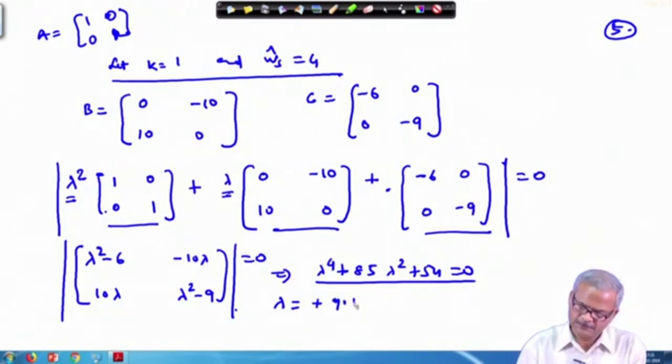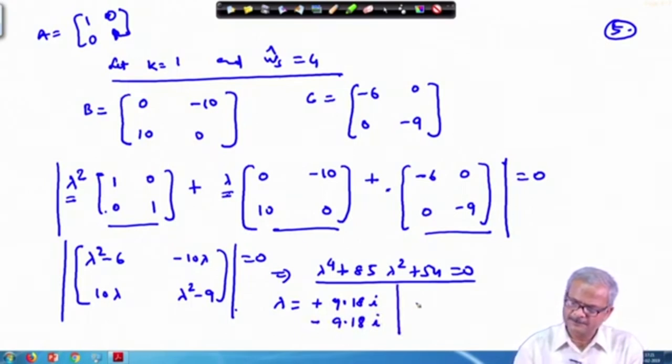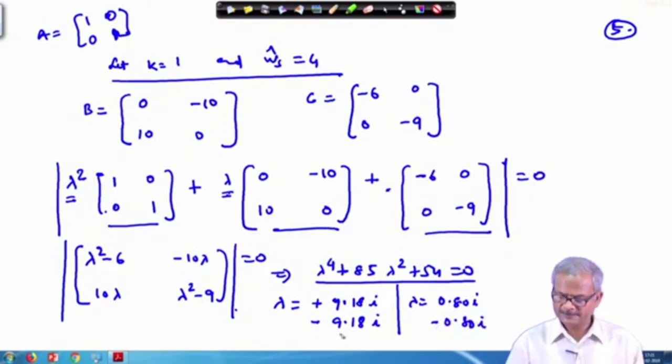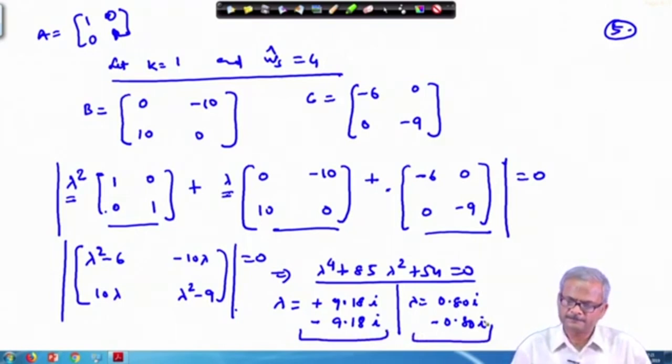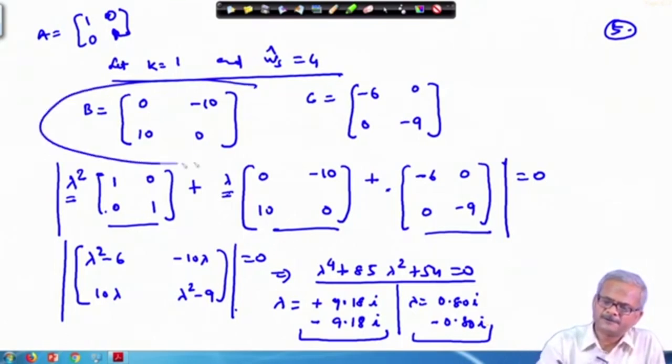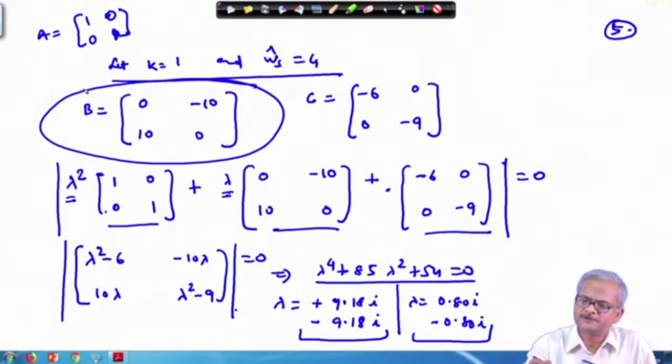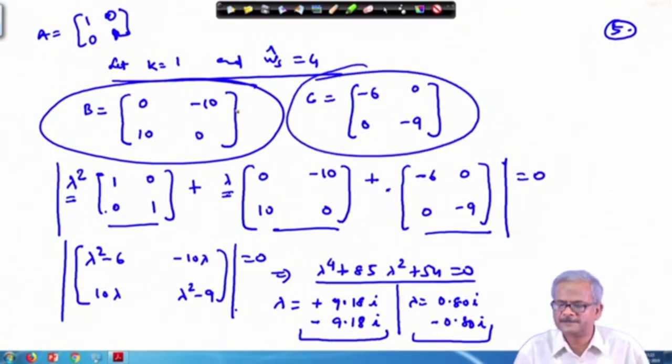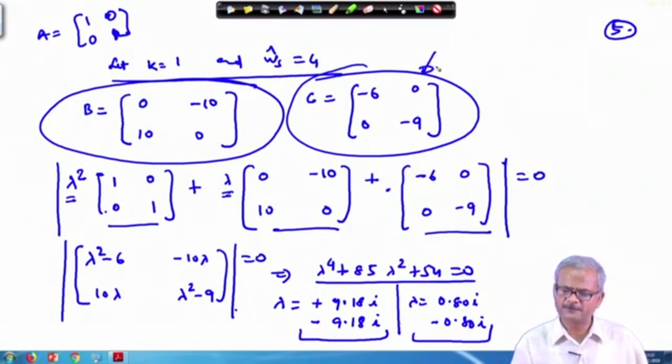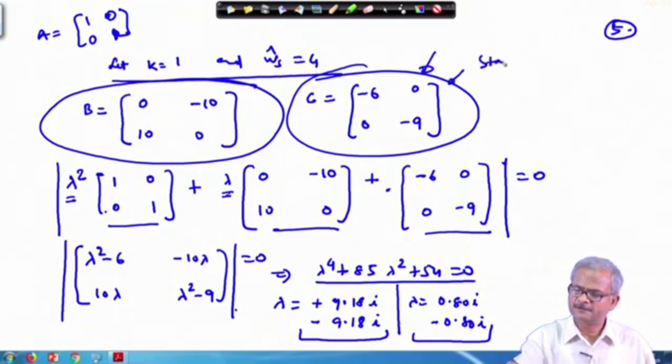plus 9.18 i and minus 9.18 i. The other set will be 0.80 i and minus 0.80 i. So, what we see is that all these four eigenvalues are lying on the imaginary axis. As I told you, this system cannot be asymptotically stable, it is not possible, because your B matrix is not positive definite. Okay. If it is positive definite and this is also positive definite, then only we can say that the system is asymptotically stable. So, here in this case this is not positive definite, but still what I want to show is that this is statically not stable, okay.